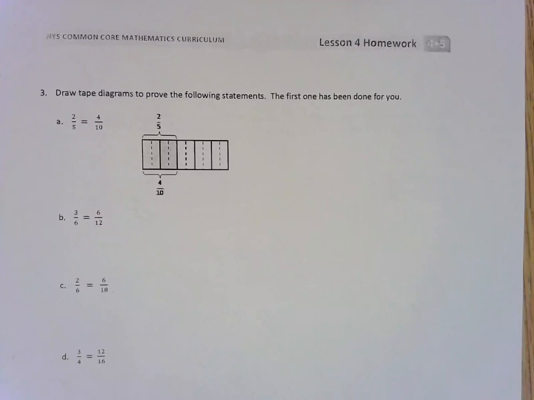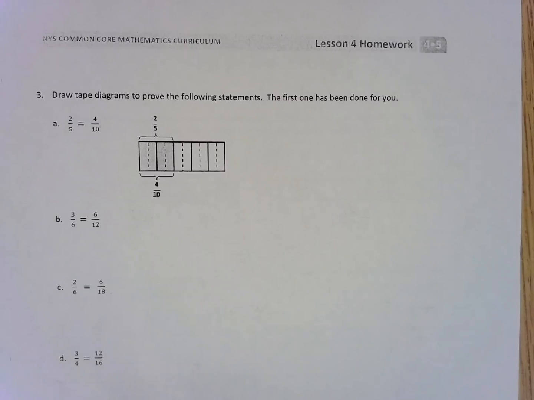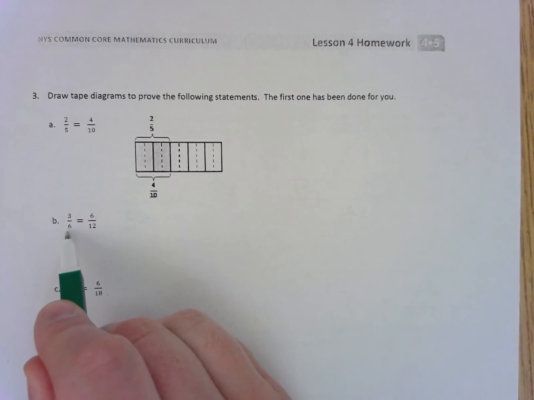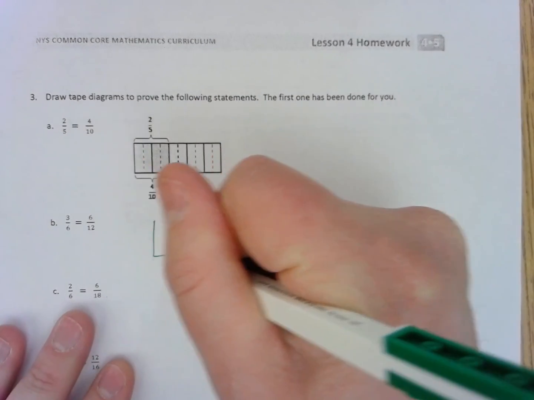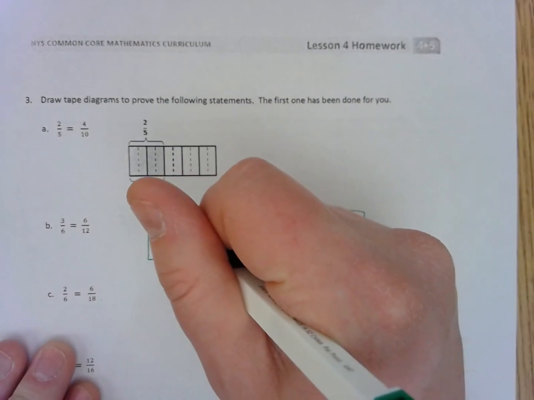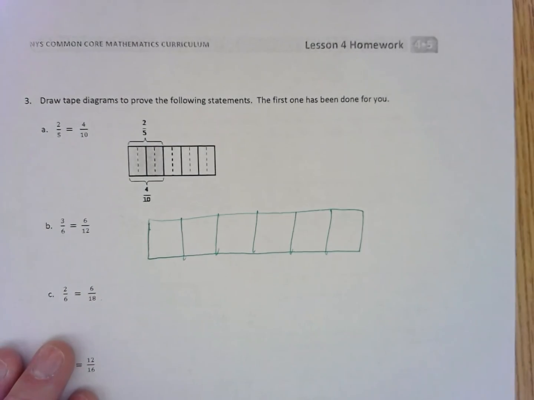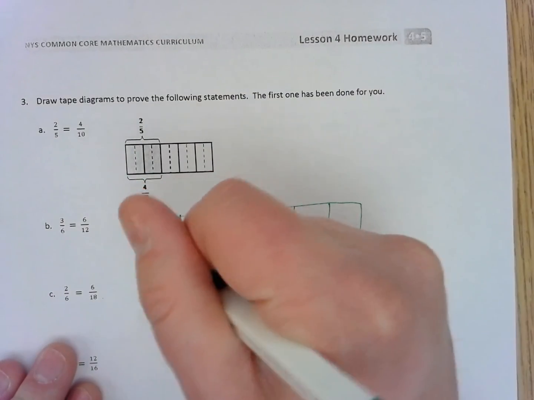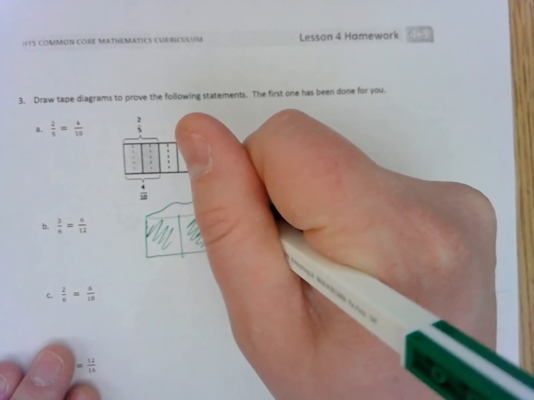So now here, draw a tape diagram to prove the following statements. The first one has been done for you. What I would suggest doing on these is going with the number with the smaller denominator first. So we're going to make our tape diagram, and we're going to break it up into sixths. 1, 2, 3, 4, 5, 6. Okay, so we're going to shade 3/6 because that's what it's asking for. So we identify that up top here as 3/6.